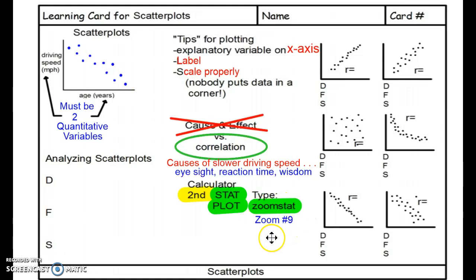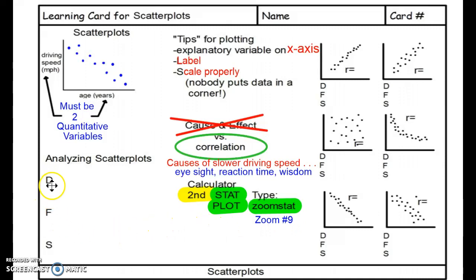Now, sometimes when you hit zoom number 9, you may get an error. If you get an error, it's probably because you have too many values in one of your lists. But if you go back and look at your lists and they match up perfectly, then what that means is you probably have an equation in your y equals menu, which is not matching up and allowing your calculator to show the scatter plot that you're looking for. So just go turn that off or delete that equation, and then you should be able to see your scatter plot.